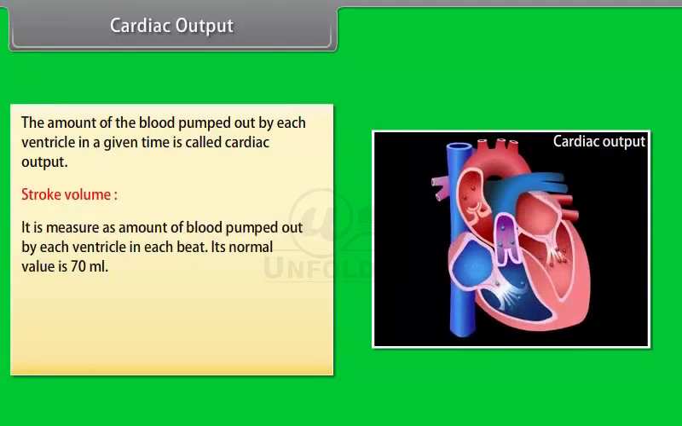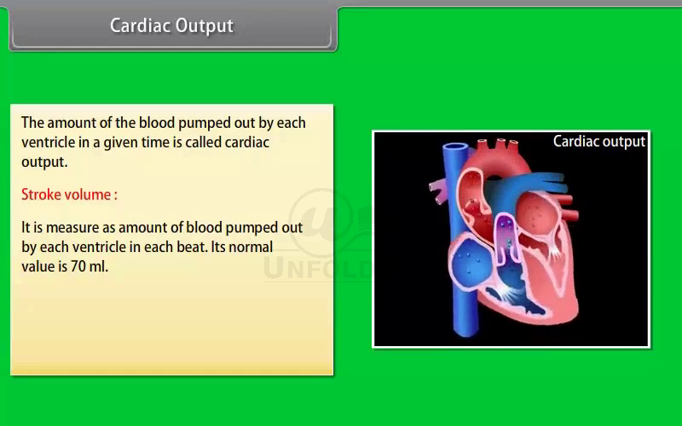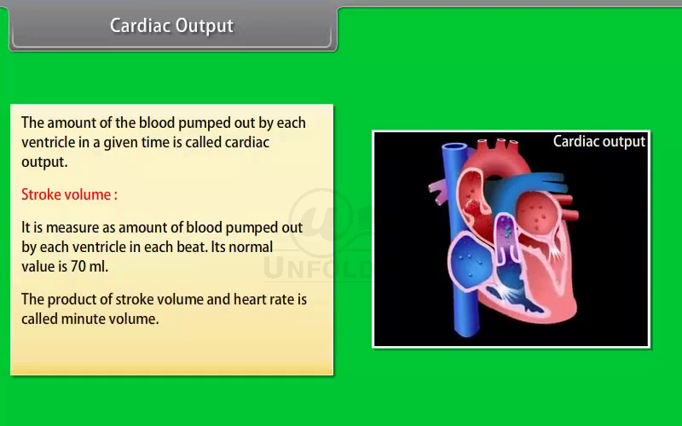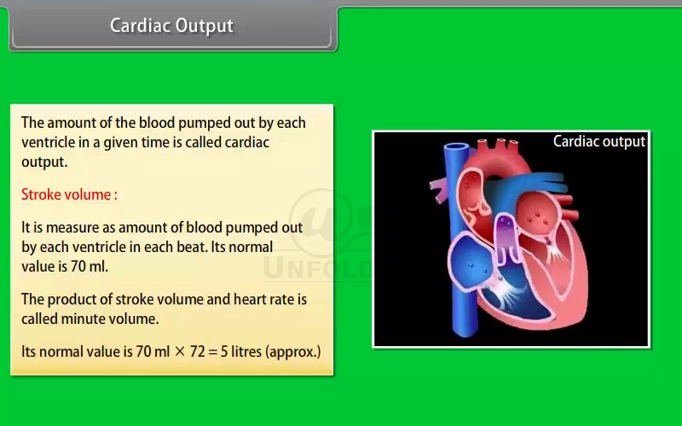It is measured as the amount of blood pumped out by each ventricle in each beat. Its normal value is 70 milliliters. The product of stroke volume and heart rate is called minute volume. Its normal value is 70 milliliters into 72 equals 5 liters approximately.